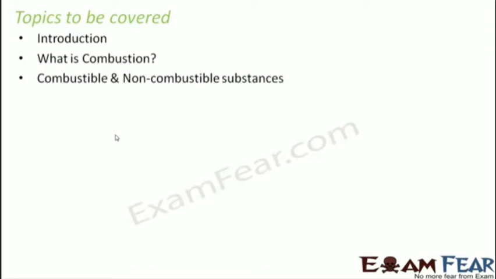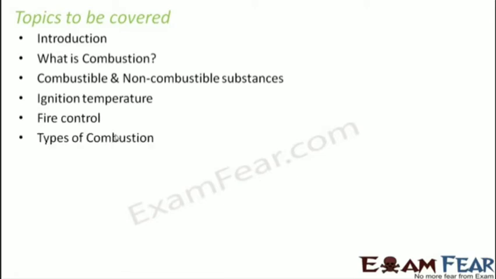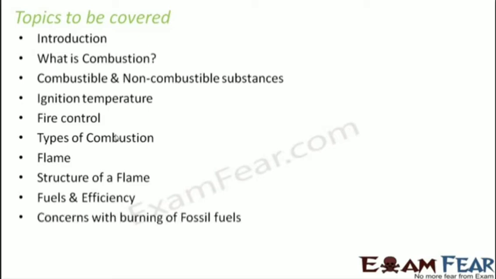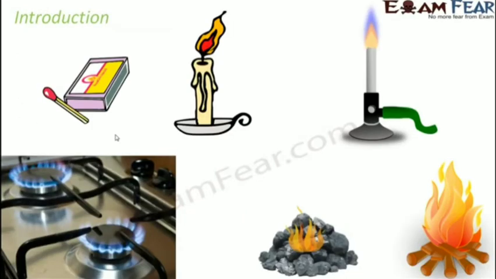Today we are going to study chapter 6 of class 8, that is combustion and flame. The topics to be covered in this lesson are introduction, what is combustion, combustible and non-combustible substances, ignition temperature, fire, fire control, types of combustion, flame, structure of a flame, fuels and efficiency, and last, concerns with burning of fossil fuels.